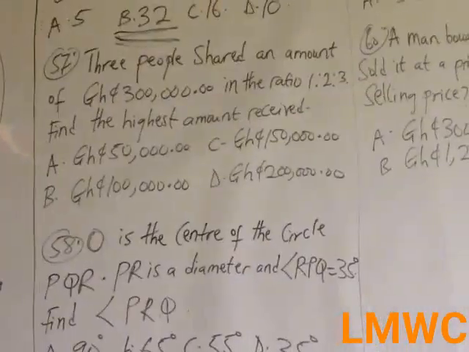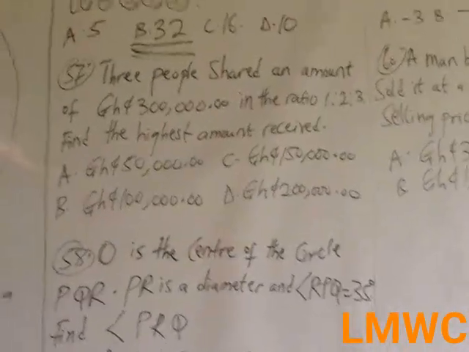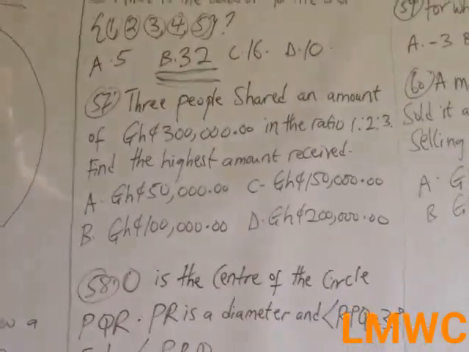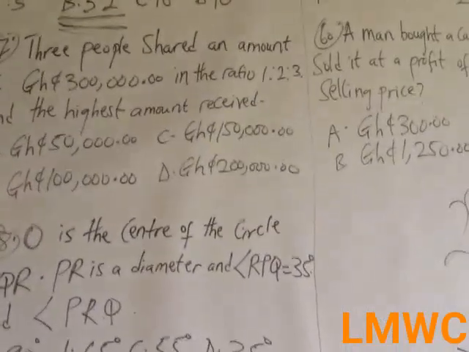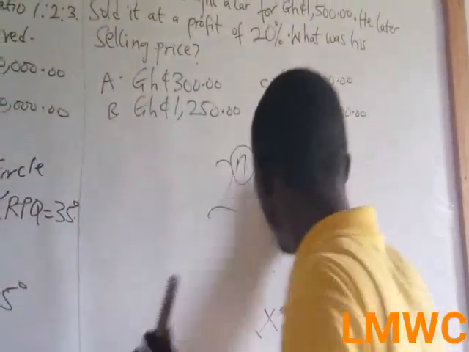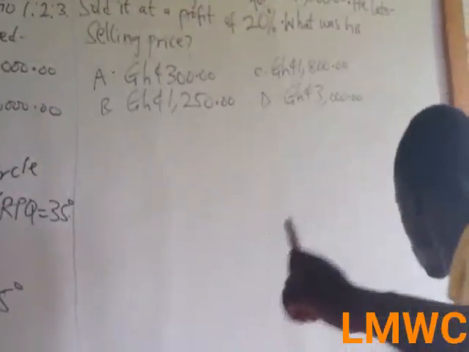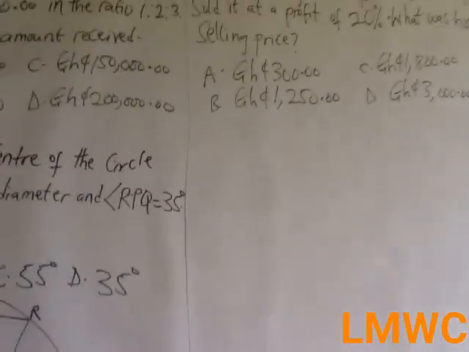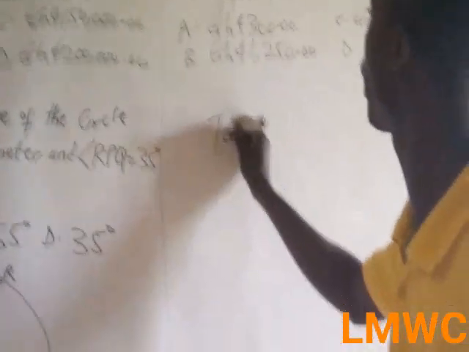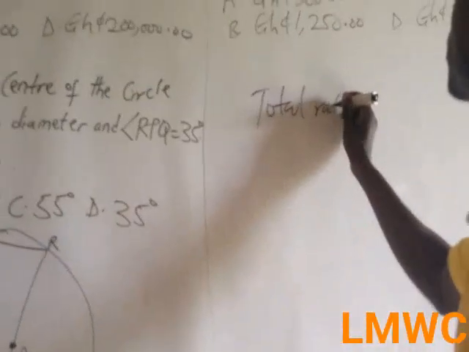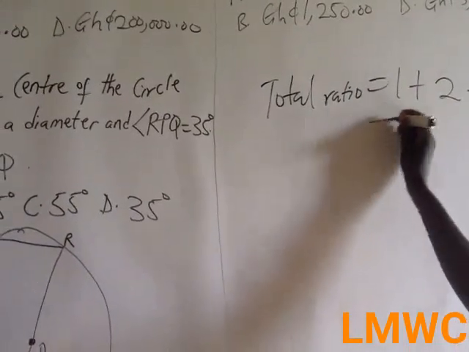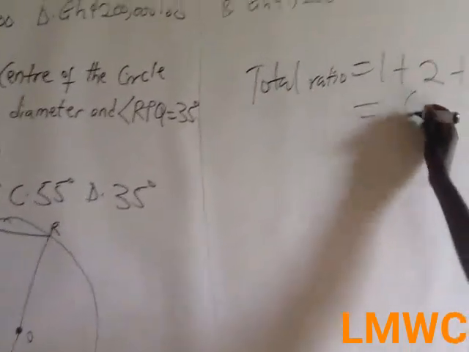57. Three people shared an amount of 300,000 Ghana cedis in the ratio 1:2:3. Find the highest amount received. This is under ratio and proportion. And always under ratio and proportion, the first thing you should do is find your total ratio. The total ratio becomes 1 plus 2 plus 3, so 1 plus 2 plus 3 is 6.